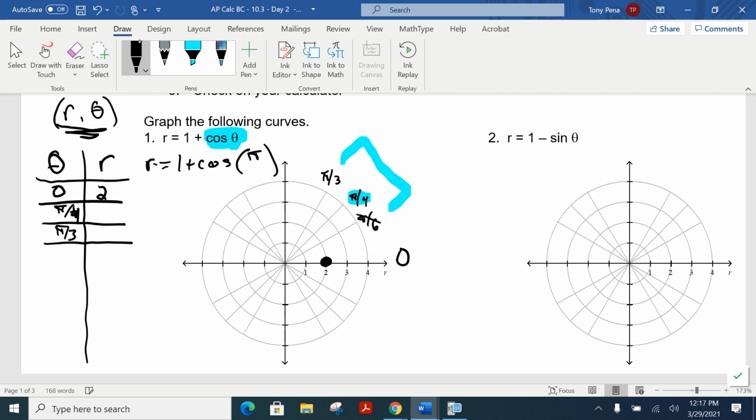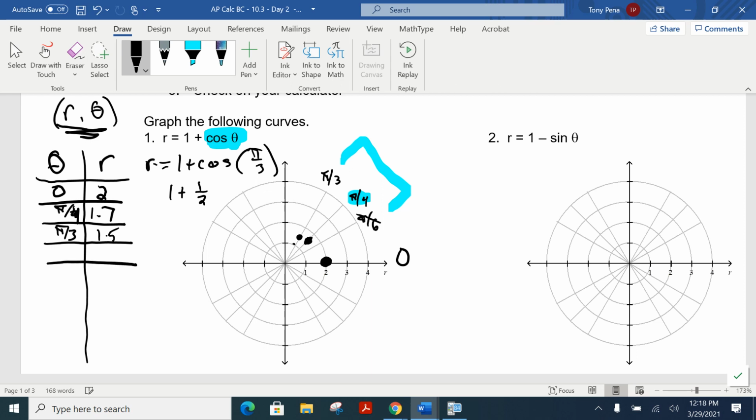So for pi over 4, what we end up with is 1 plus root 2 over 2. Typically, you would be given this value. Root 2 over 2 is about 0.7, so this is about 1.7-ish. So if we look at pi over 4, go out a little bit more than 1.5. We're right around here, and that's our next point. For pi over 3, the whole reason we picked pi over 3 is so that we knew the cosine value of pi over 3 is 1/2. So this is just 1 plus 1/2, which is 1.5. So at that angle, you're going to go out to about 1.5.